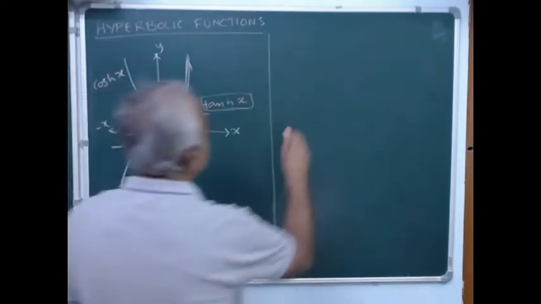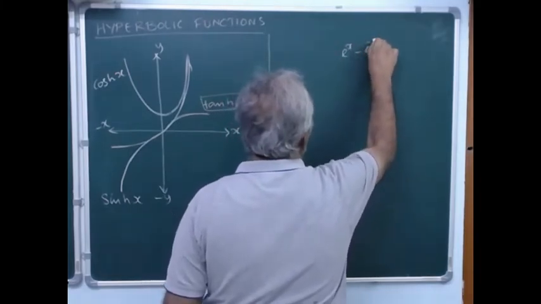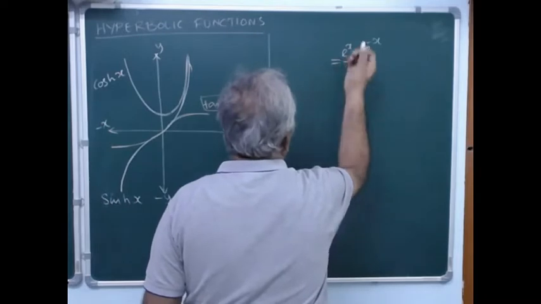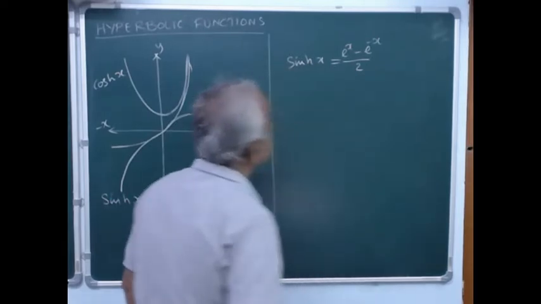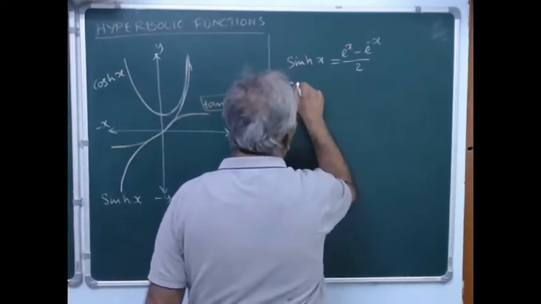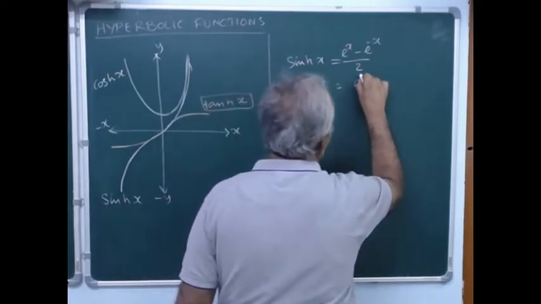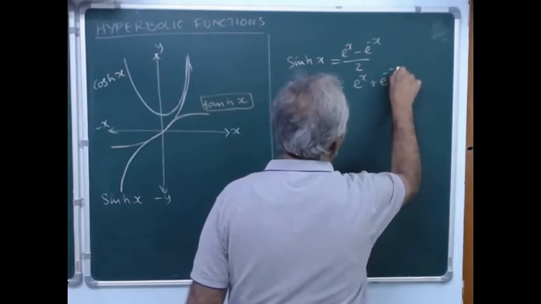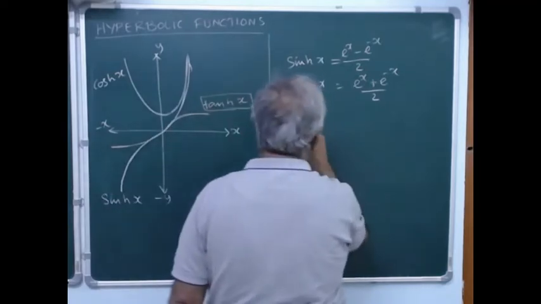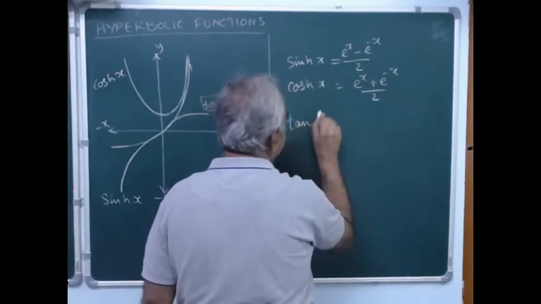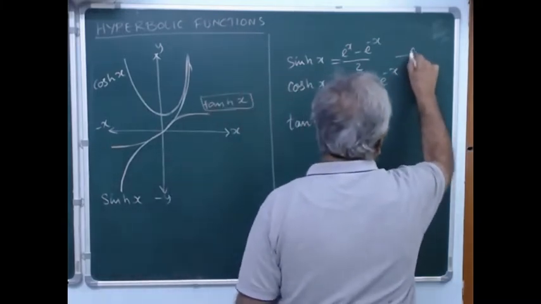See, the quantity e power x minus e power minus x divided by 2 represents the hyperbolic sine function of x. Similarly, the hyperbolic cosine function of x is represented as e power x plus e power minus x whole divided by 2. Now based on this, we can find out the hyperbolic tan x. So this is equation number 1, 2.